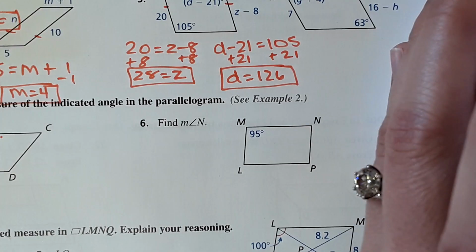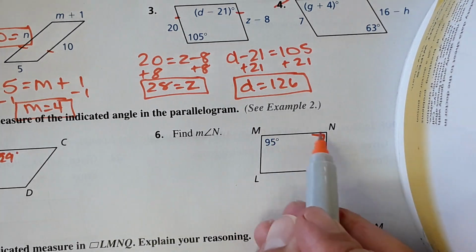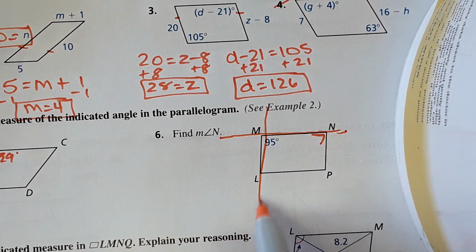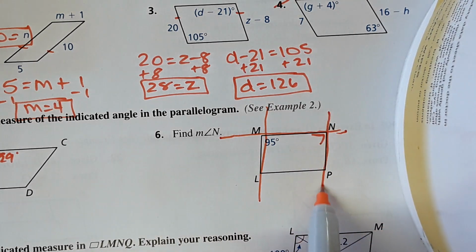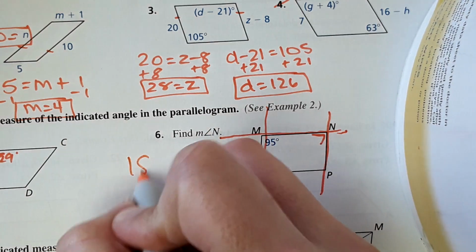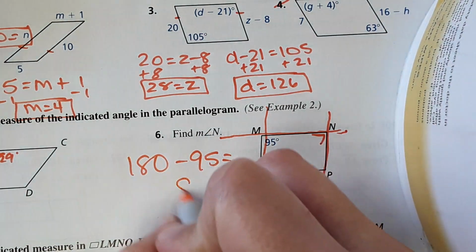And then number 6, it wants to know the measure of angle N right here. These are still consecutive angles. If this is a transversal, this is a parallel line here, and parallel line here, these would be consecutive interior angles. So we can just do 180 minus 95 equals 85 degrees.